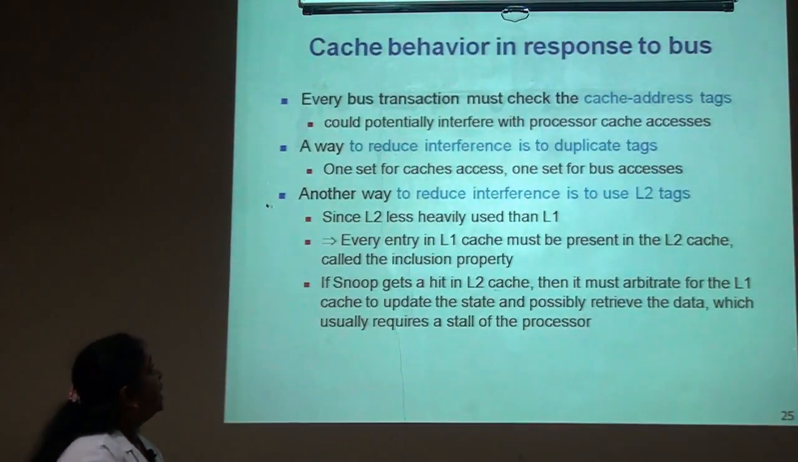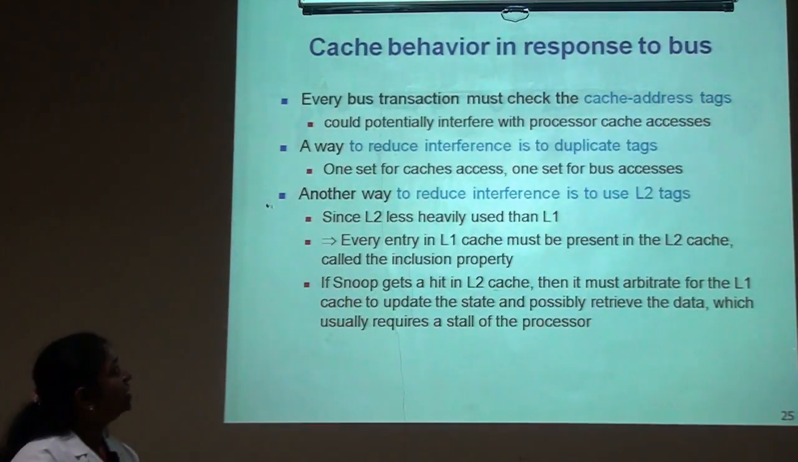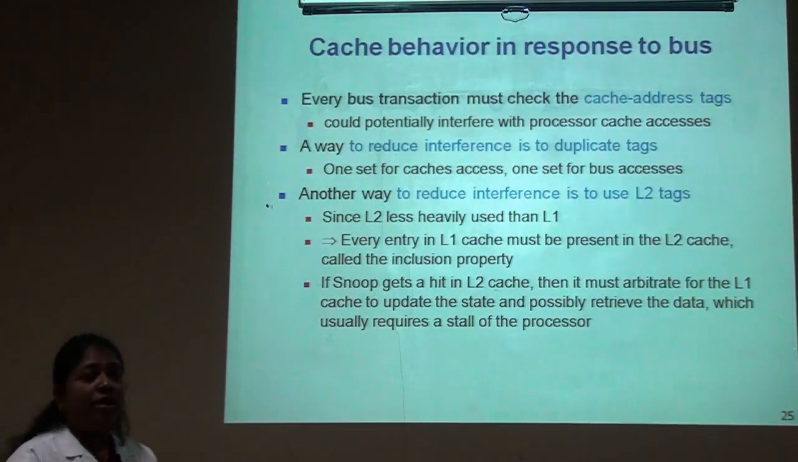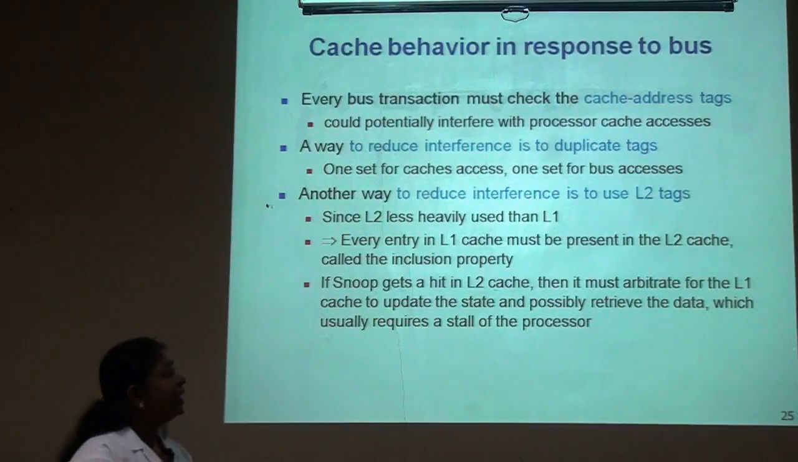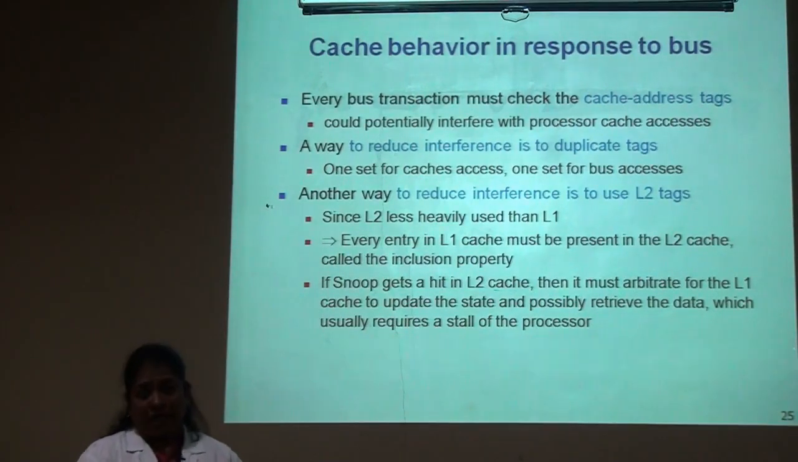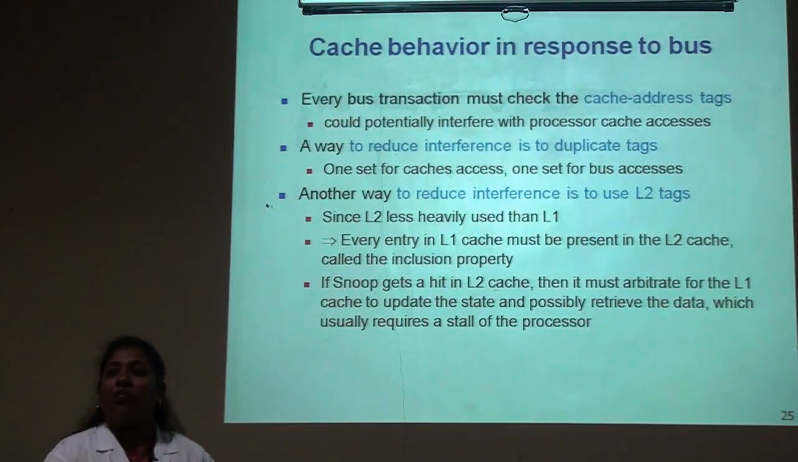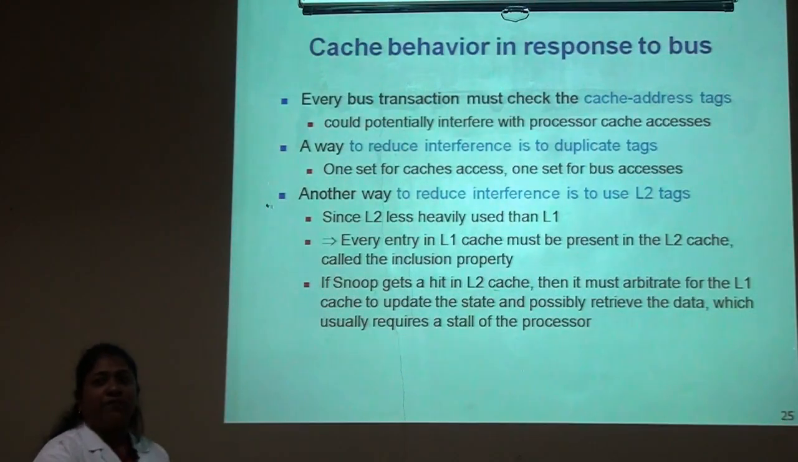So here, how can interference be avoided within the cache coherence problem? The first one is that the cache address tags can be used to avoid it. The second one, to reduce the interference, is duplicating the tags. The tags can be duplicated. And the third one, as I already told, is that we have the level 1 cache, level 2 cache and level 3 cache, because level 1 cache is used widely every time. So to avoid the problem, we increase the level 2 cache and level 3 cache, which means the cache can be extended. So these are the things for how the bus can respond within the cache memory.